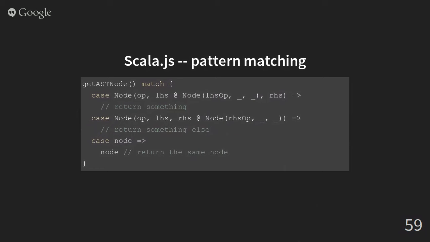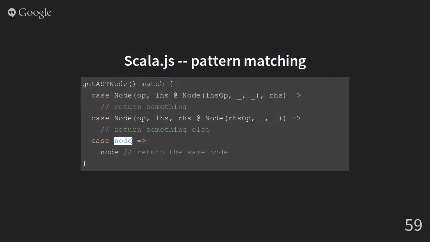So in Scala.js, it goes a bit further in the sense that you can also do what we call pattern matching on this, which is basically selective destructuring. So it tries to destructure the value returned by getAST node here. It tries to destructure it with this shape. If that succeeds, then it will do the block of code here. But if that fails, it will try the next one and then the next one.